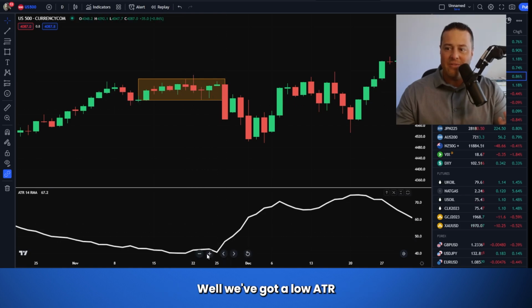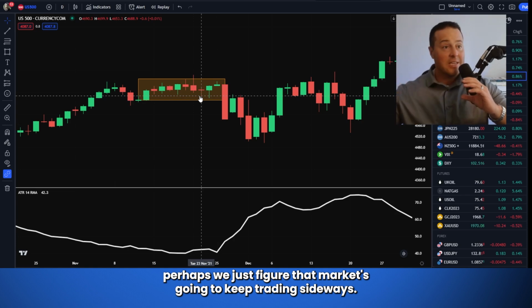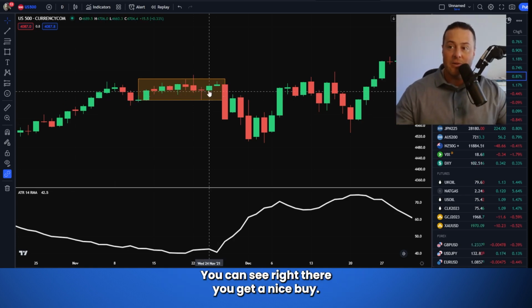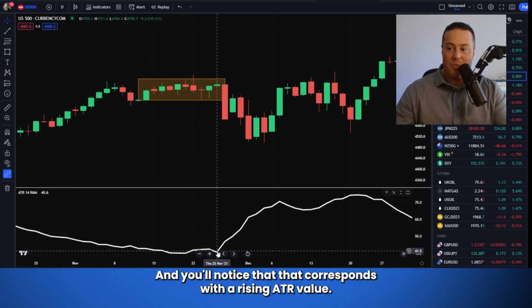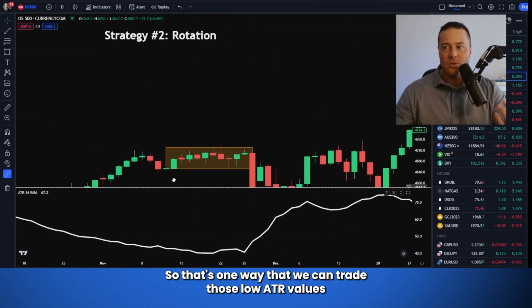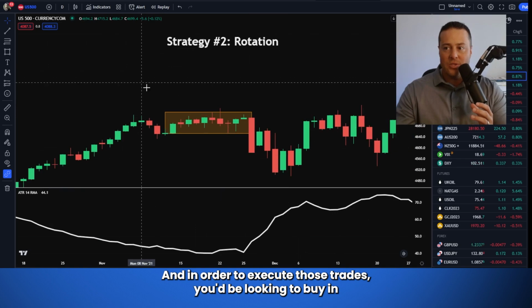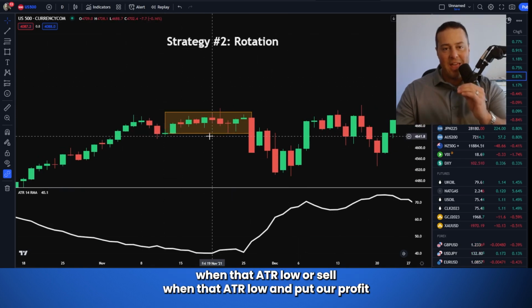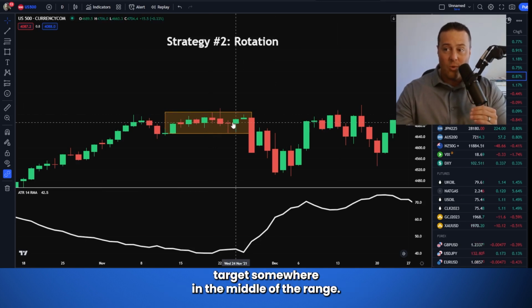What happens? Well, we've got a low ATR. Perhaps we just figure that market's going to keep trading sideways, and it absolutely does. You can see right there, you get a nice buy, and then we rotate until we finally break out on the 26th of November, and you'll notice that corresponds with a rising ATR value. So that's one way that we can trade those low ATR values in flat market conditions with sort of a rotational mindset. And in order to execute those trades, you'll be looking to buy in when that ATR is low or sell when that ATR is low and put our profit target somewhere in the middle of the range.